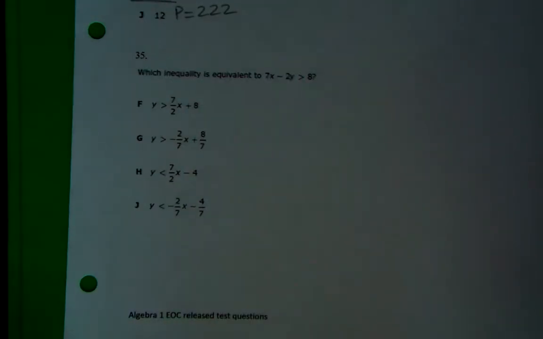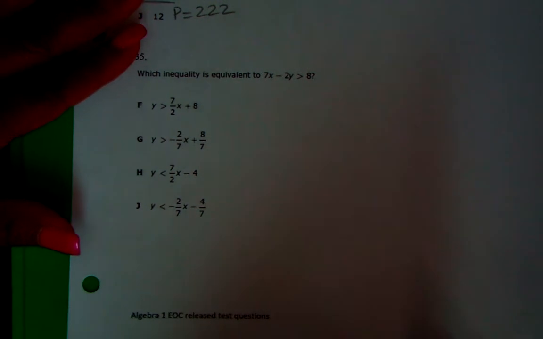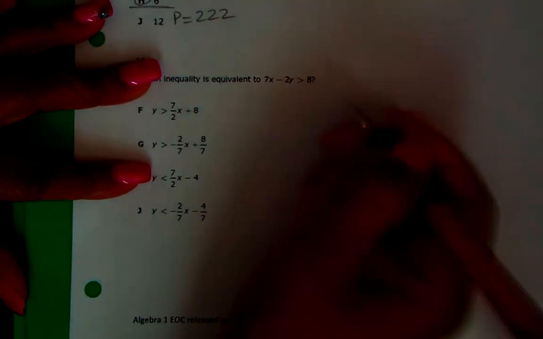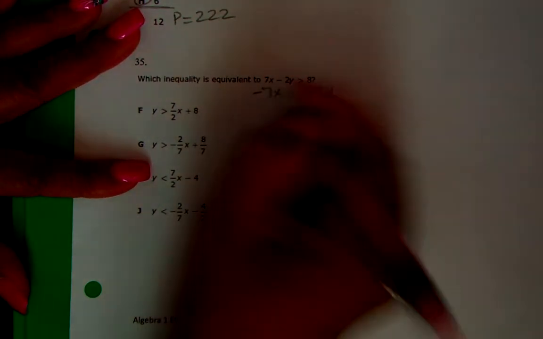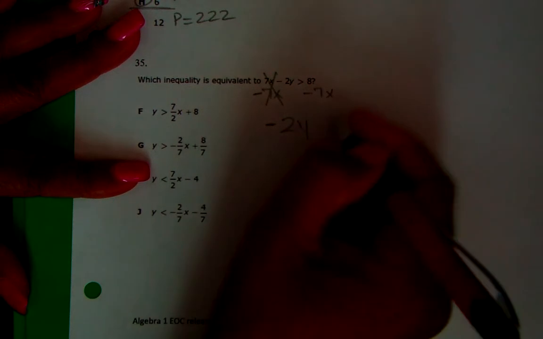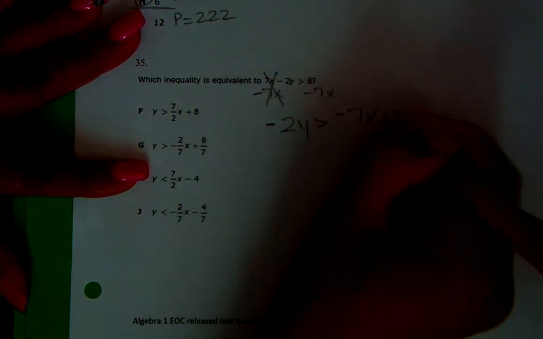Number 35. Which inequality is equivalent? Do I have to do this? Really? I have to get the y by itself again? So here we go. Subtract 7x from both sides. They cancel out because they're additive inverses. That leaves me with negative 2y is greater than negative 7x plus 8. Okay?